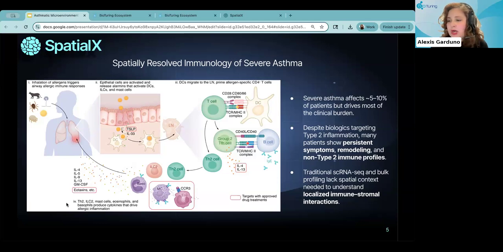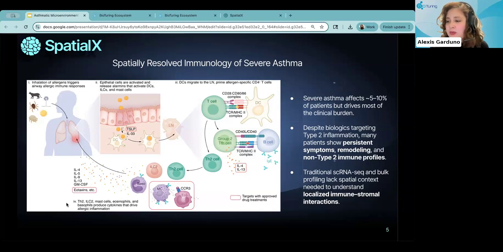And of course, if we're trying to understand how these biologics work, we can see that within severe asthma, we have many cytokines that are enriched within these cell populations. For example, we see heightened IL-4, IL-5, and IL-13 expression within the tissue. What we are trying to understand is how these different expression values affect how patients exhibit persistent symptoms, how they differ in structural airway remodeling, and how we can look at non-type 2 inflammatory profiles using spatial imaging data.